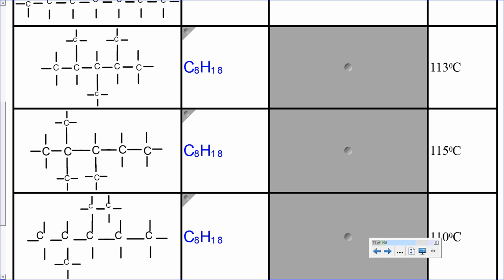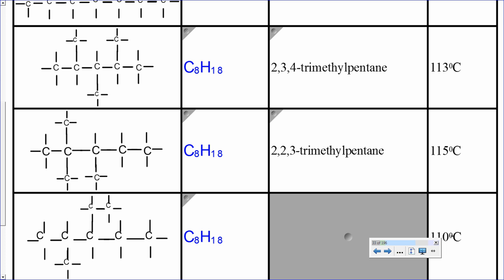So the next molecule up here is 2,3,4-trimethylpentane. Now this molecule is much shorter than the others that we talked about before, and it's almost got like a spherical arrangement to it, which drops its boiling point down to 113. 2,2,3-trimethylpentane is another highly branched short compound. It has a pretty similar boiling point to the one above it.